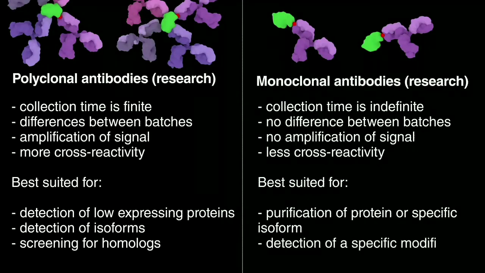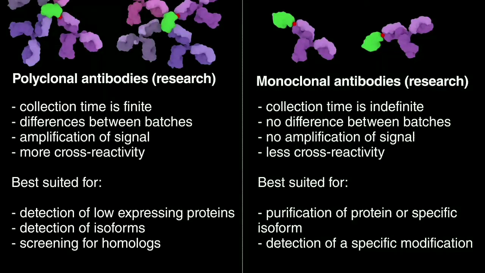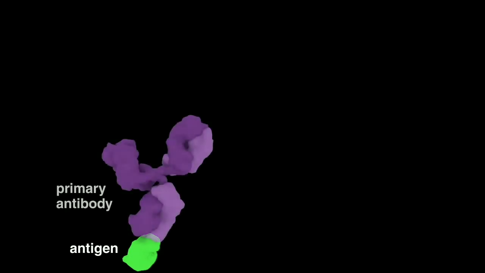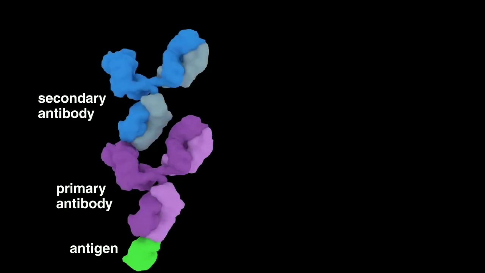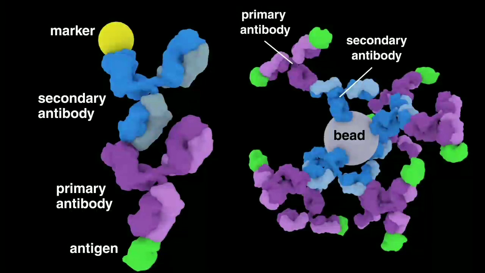When detection or isolation of a protein is desired, researchers commonly use a combination of two antibodies, primary and secondary antibodies. Primary antibodies bind to specific antigens, while secondary antibodies are made to recognize and bind to the constant region of primary antibodies, which is the same within a given species. Depending on the application, secondary antibodies might be conjugated to a marker or a bead, which allows for easy detection or isolation of the protein of interest. The use of a secondary antibody leads to amplification in signal, since multiple secondary antibodies can bind to a primary antibody.